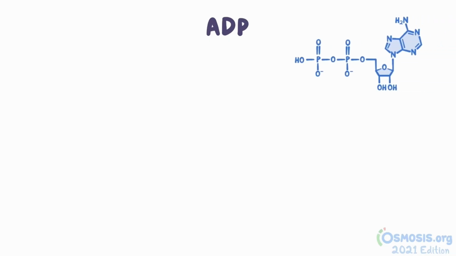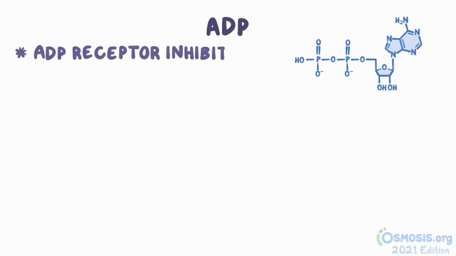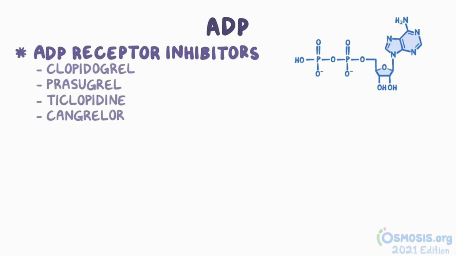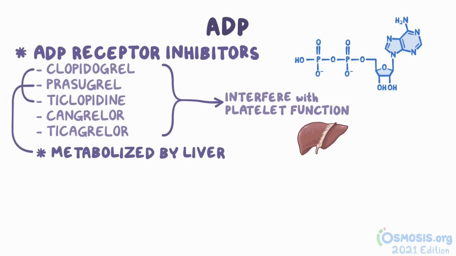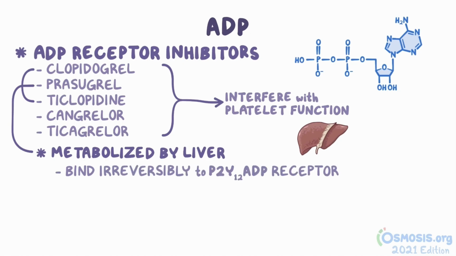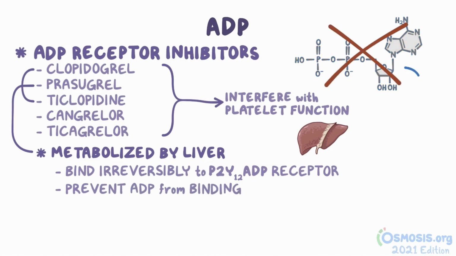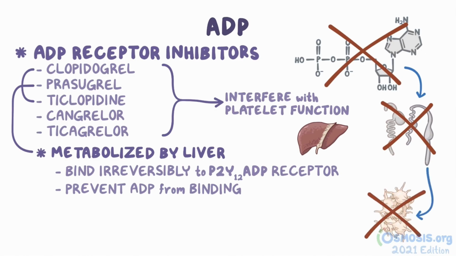Like thromboxane A2, ADP is also a potent platelet activator. So the ADP receptor inhibitors, like clopidogrel, prasugrel, ticlopidine, cangrelor, and ticagrelor, also interfere with platelet function. Ticlopidine, clopidogrel, and prasugrel are first metabolized by the liver, and their active metabolites bind irreversibly to the platelet P2Y12 ADP receptor and prevent ADP from binding. Without ADP, the platelets will not express GP2B3A on their surface, and thus will not aggregate together.